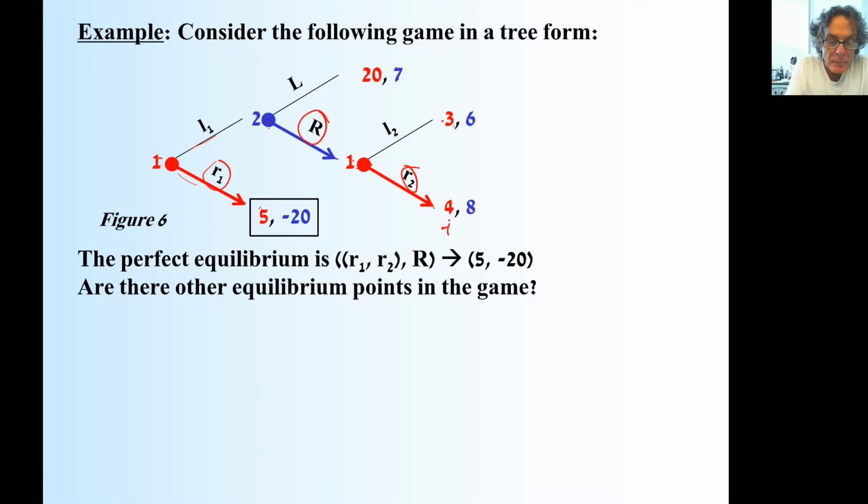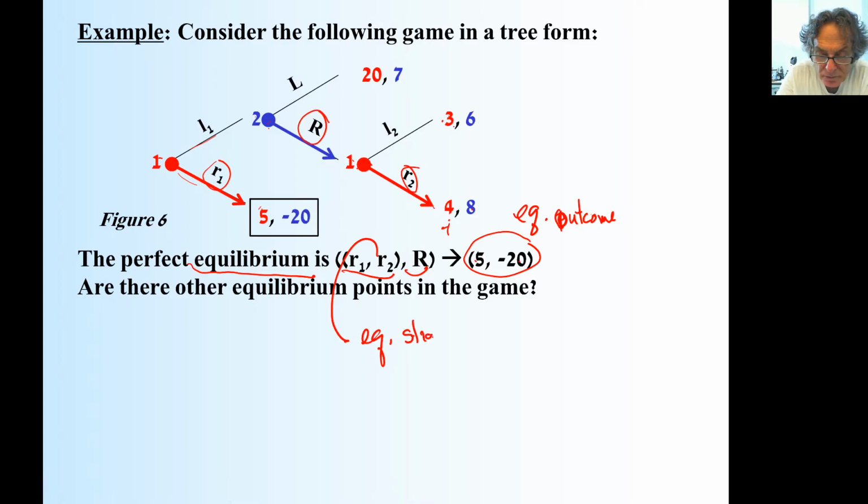So when I talk about equilibrium, I'm talking about the strategy of each one. When I'm talking about the equilibrium outcome, I'm talking about the payoff of each one of them. So this is the equilibrium payoff or outcome. It's the same. Sometimes I'll call it payoff, sometimes equilibrium outcome. And these are the equilibrium strategies. So when I say equilibrium, I mean equilibrium strategies. Otherwise, I say equilibrium outcome or equilibrium payoffs.